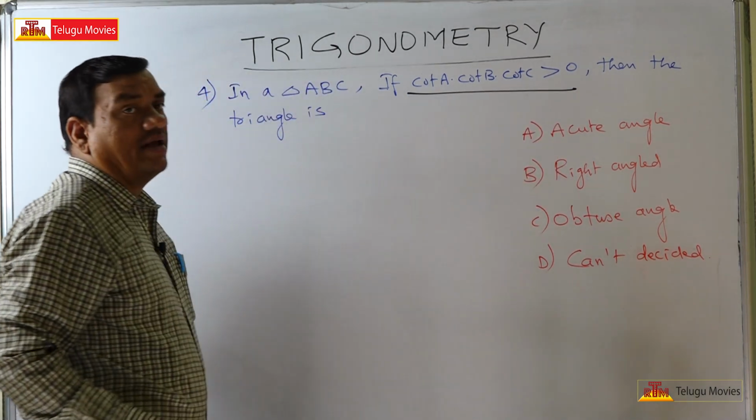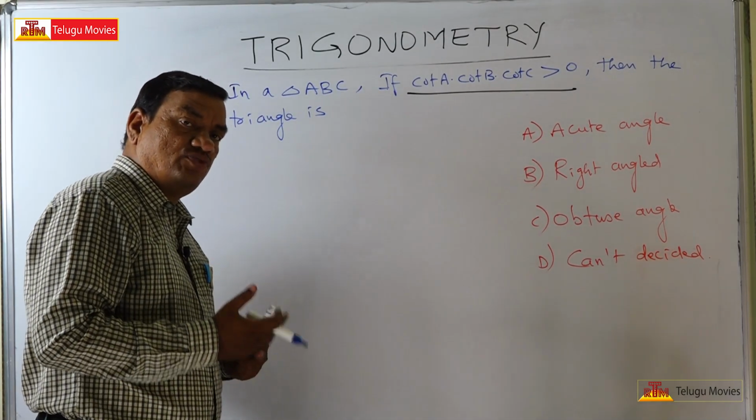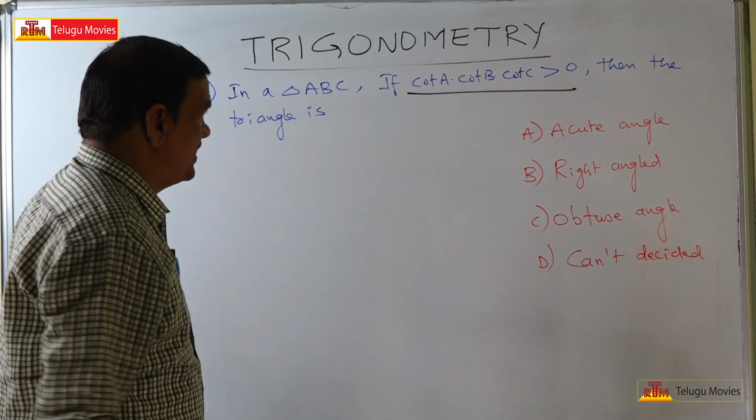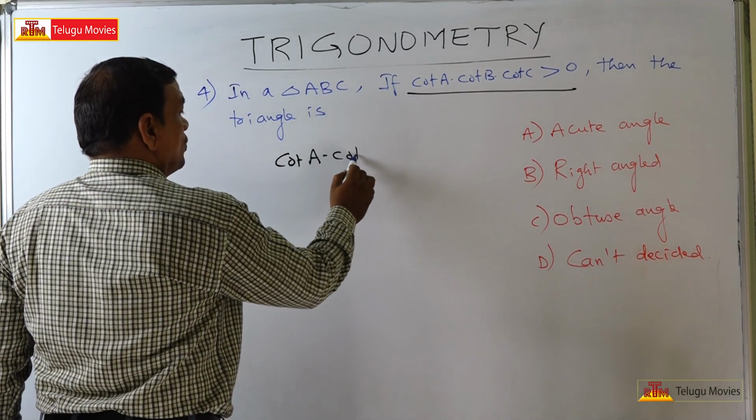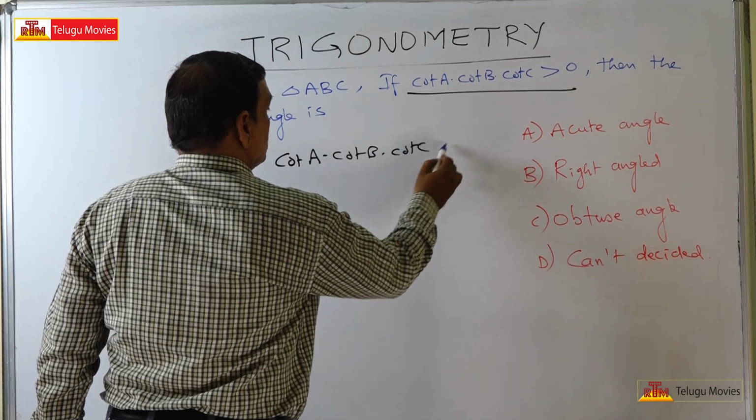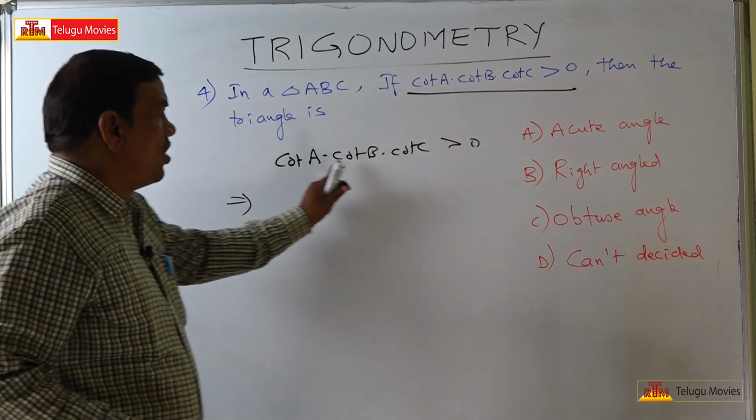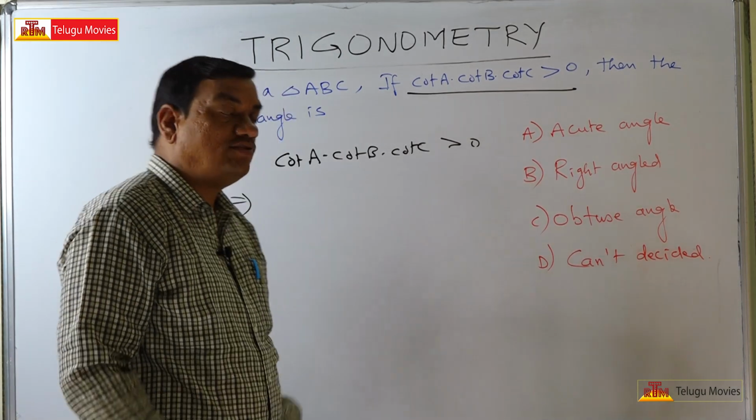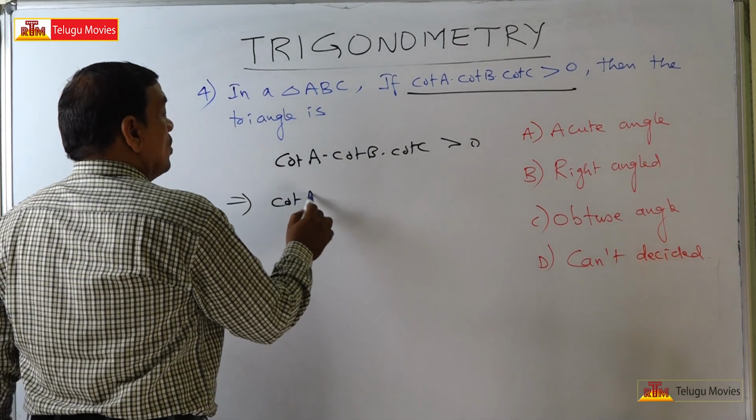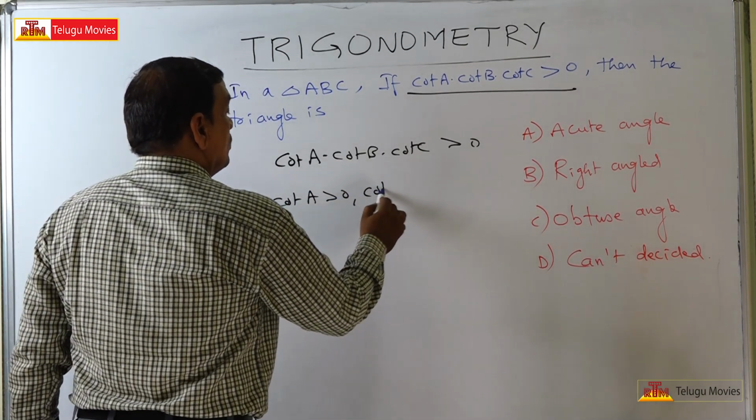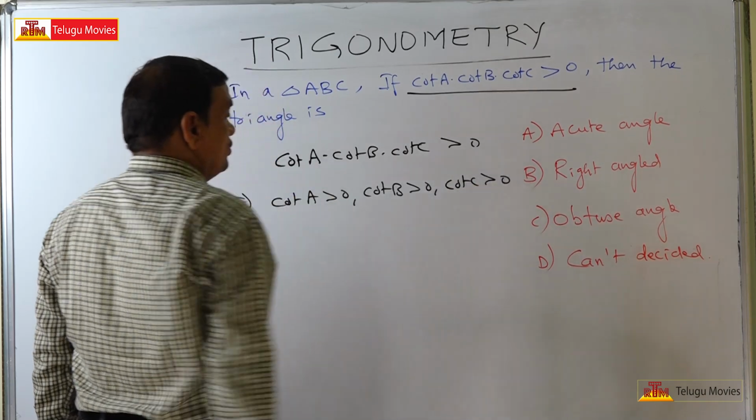First see this relation. It is a triangle ABC, so the angles may be from 0 to 180, whatever they may be. It is given that cot A into cot B into cot C is greater than 0. Then the product of three quantities is greater than 0, so one of the possibilities is cot A greater than 0, cot B greater than 0, and cot C greater than 0.